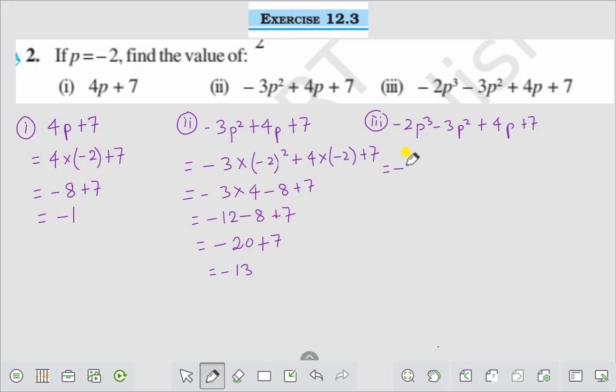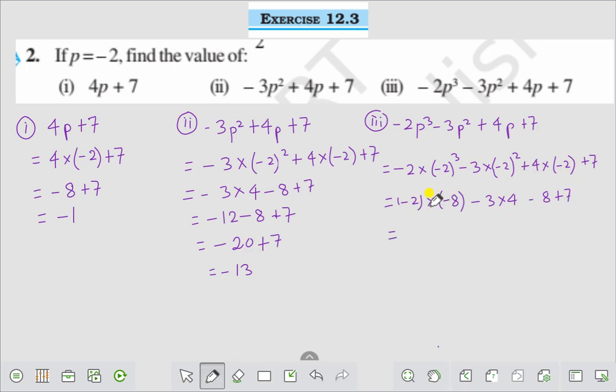minus 2 into p cube, that is minus 2 whole cube, minus 3 into p square, that is minus 2 whole square, plus 4 into minus 2 plus 7. Right? Here this is minus 2 into, if you multiply minus 2 three times, it will be minus 8, minus 3 into minus 2 into minus 2 is plus 4, plus into minus is minus, minus 8 plus 7.